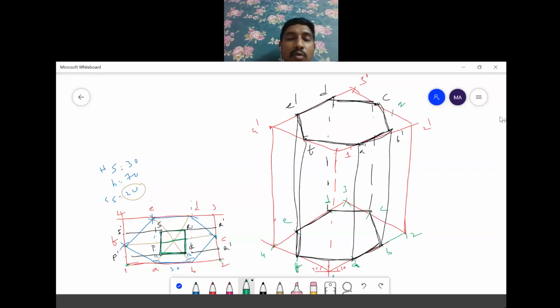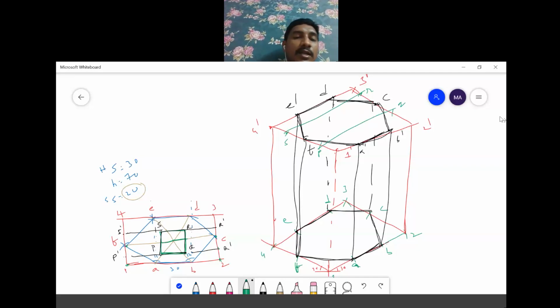Similarly, from 2 to R dash, I am measuring here and cutting an arc here. I will write it as R. Similarly, I am measuring from 1 to P dash. Measuring here, I will get P. Similarly, I am measuring from 1 to S. I will get S. So I am joining these two lines like this.